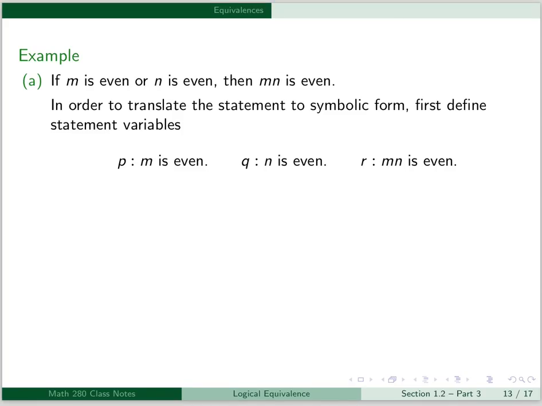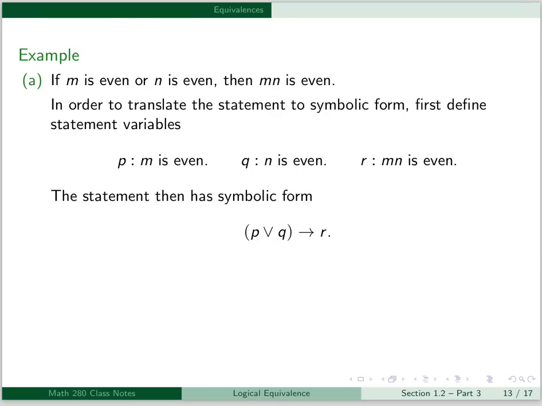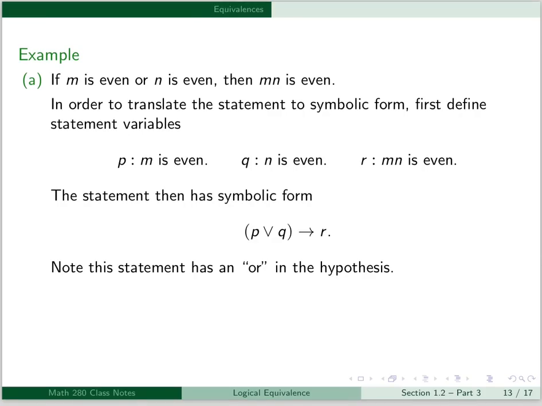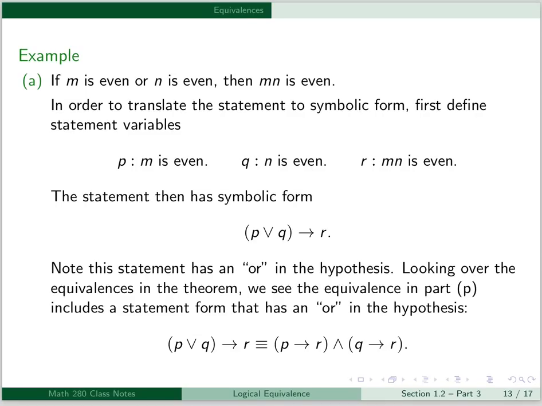In order to translate the statement to symbolic form, we'll first define statement variables. So P is m is even, Q is n is even, R is m times n is even. The statement then has symbolic form, P or Q implies R. Note this statement has an or in the hypothesis. Looking over the equivalences in the theorem, we see that the equivalence in part P includes a statement form that has an or in the hypothesis. P or Q implies R is logically equivalent to P implies R and Q implies R.